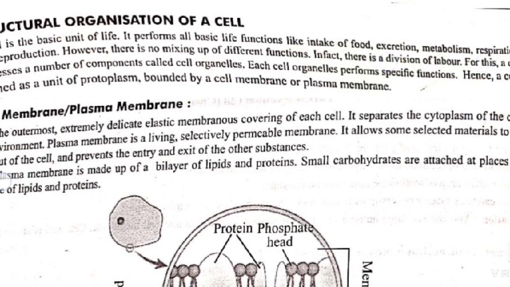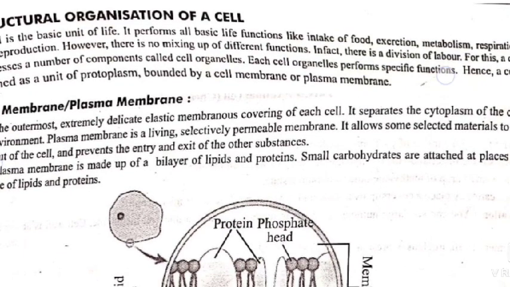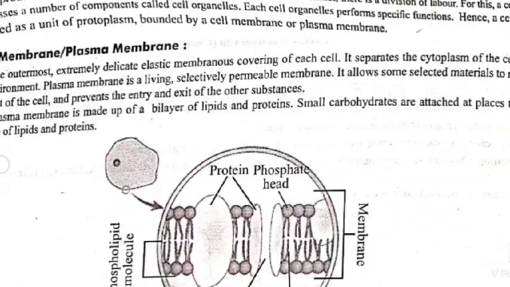For this, a cell usually possesses a number of components called cell organelles. Each cell organelle performs specific functions. Hence, a cell may be defined as a unit of protoplasm bounded by a cell membrane or plasma membrane. Cell membrane or plasma membrane or biomembrane.